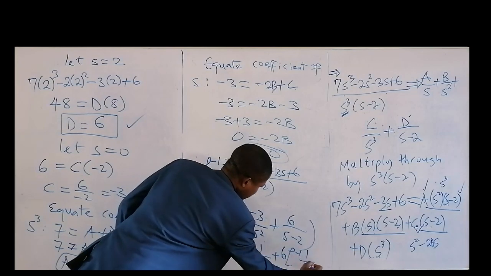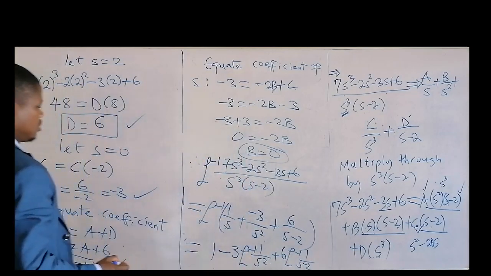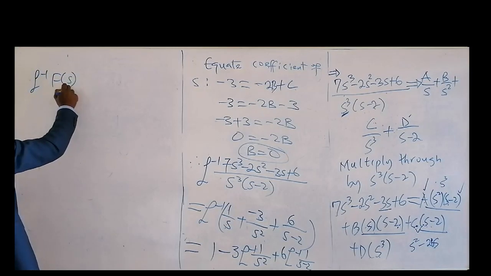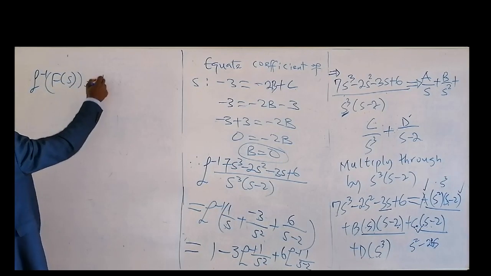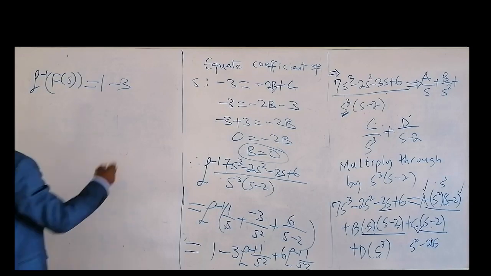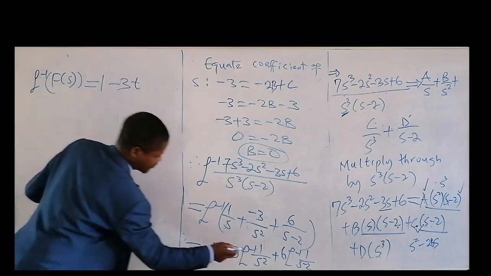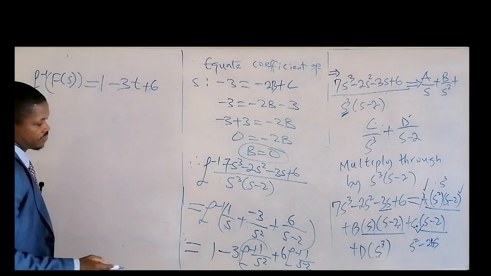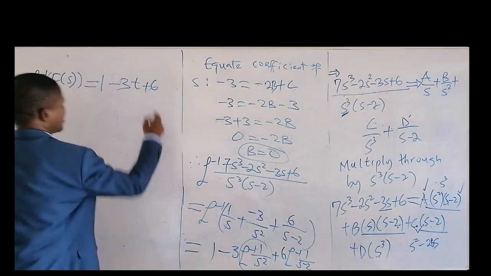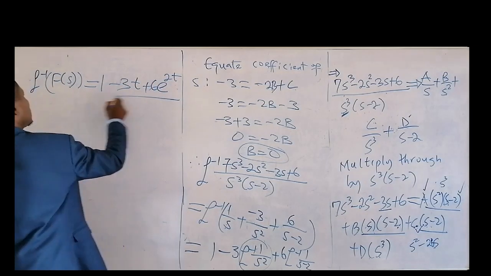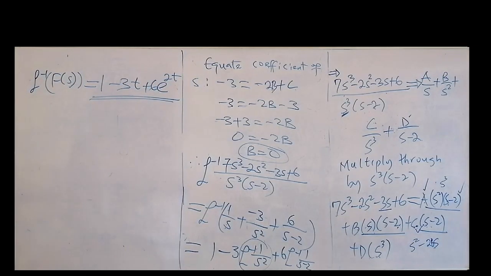The inverse Laplace of 1 over s minus 2. So the inverse Laplace of this is equal to 1 minus 3t, because the inverse Laplace of this is t, and then plus 6 times the inverse Laplace of this one, which is e to the power 2t, and that is the answer for that.